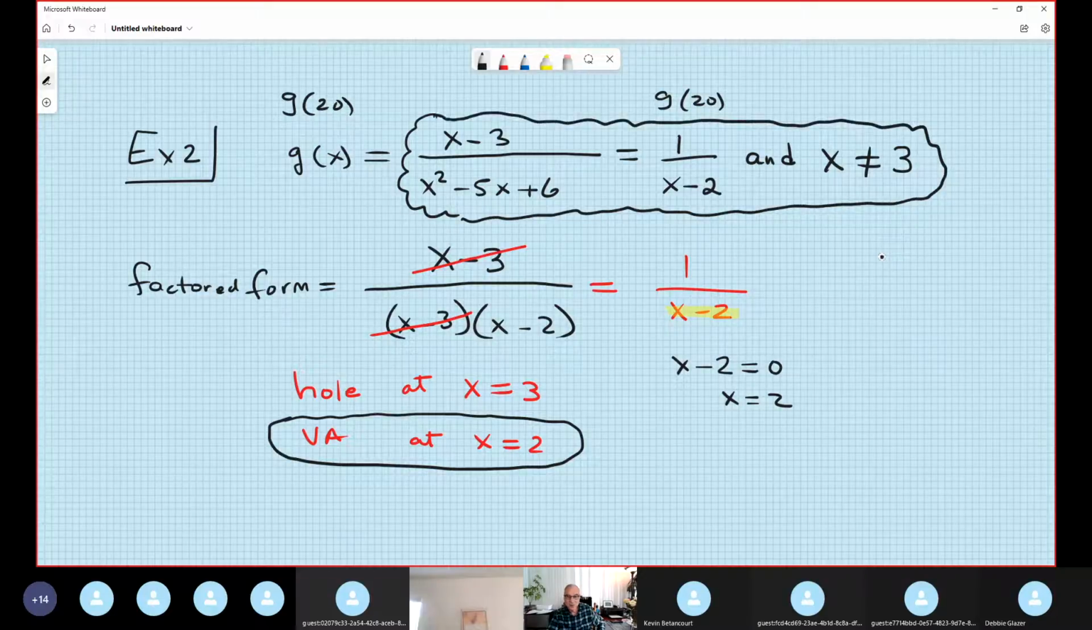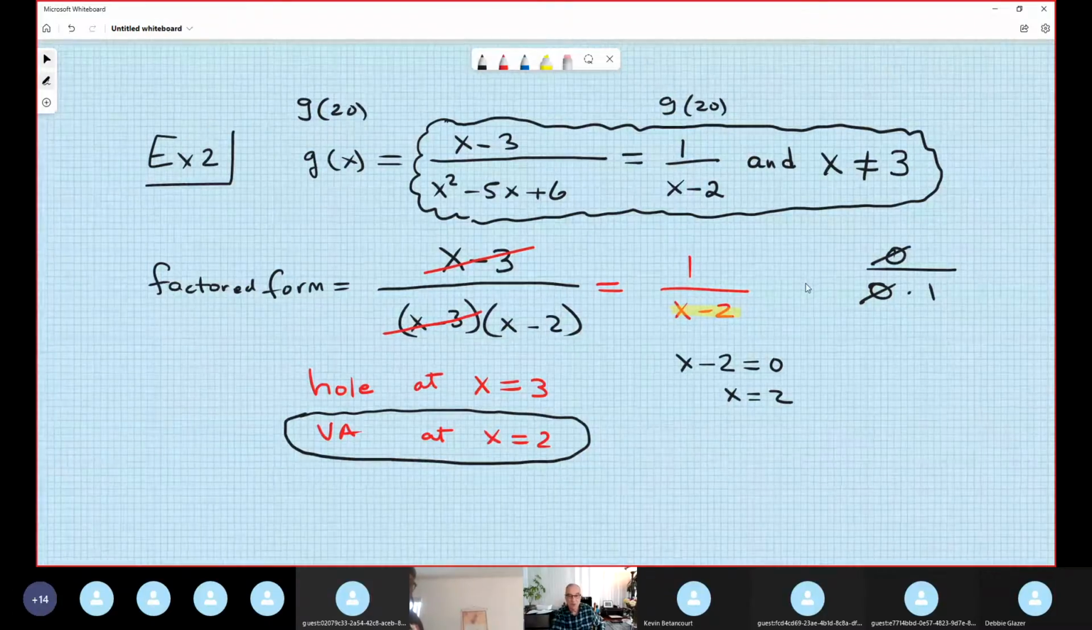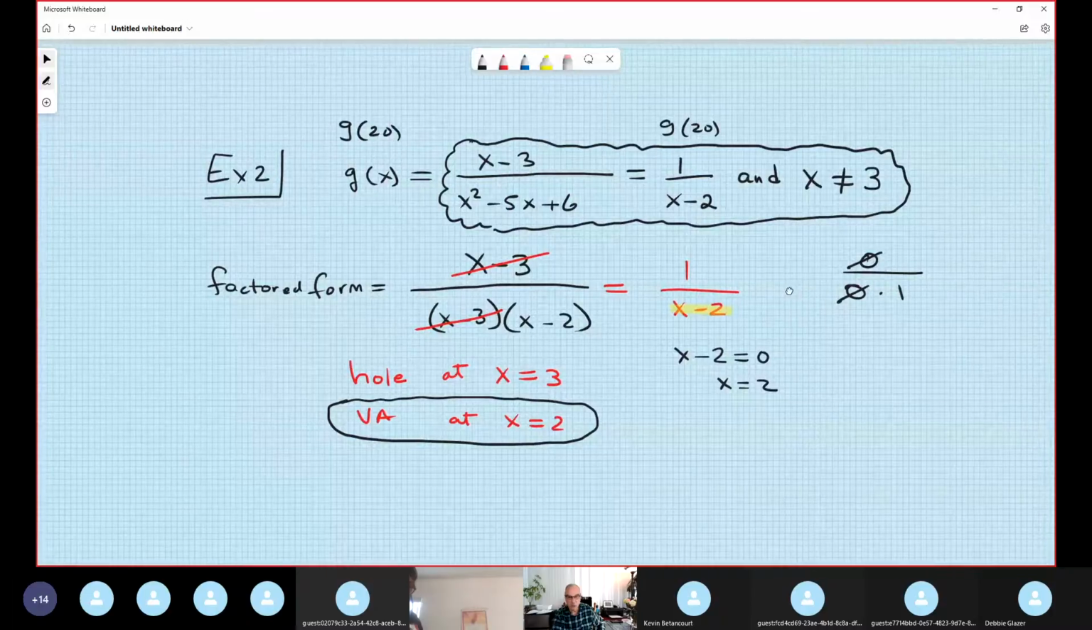What is the reason that 3 behaves different? Because you plug in a 0 divided by 0 times 1, and you cancel out 0. And this is totally illegal. Okay? Okay, so now we are clear. We have a hole at 3 and we have a vertical asymptote at 2.